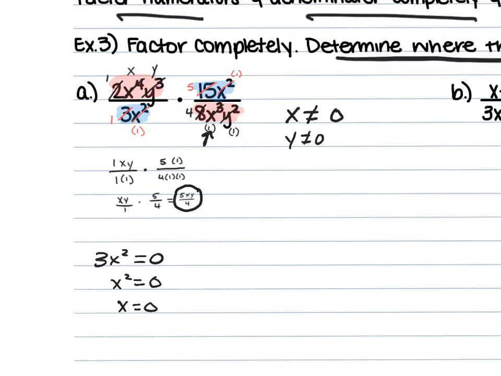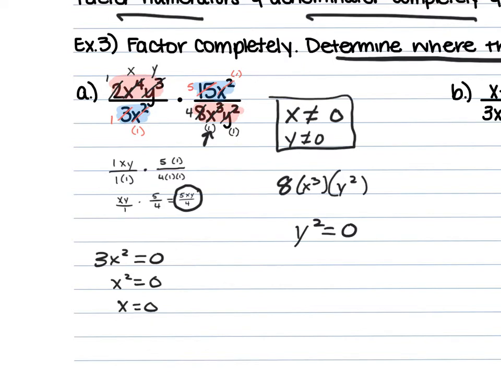But what about y? We've got 8 times x to the third times y squared. If any one of those three factors equals 0, then the whole thing is going to equal 0. So let's just figure out y squared equals 0. What is it that y is not allowed to equal? 0. So x cannot equal 0 and y cannot equal 0.